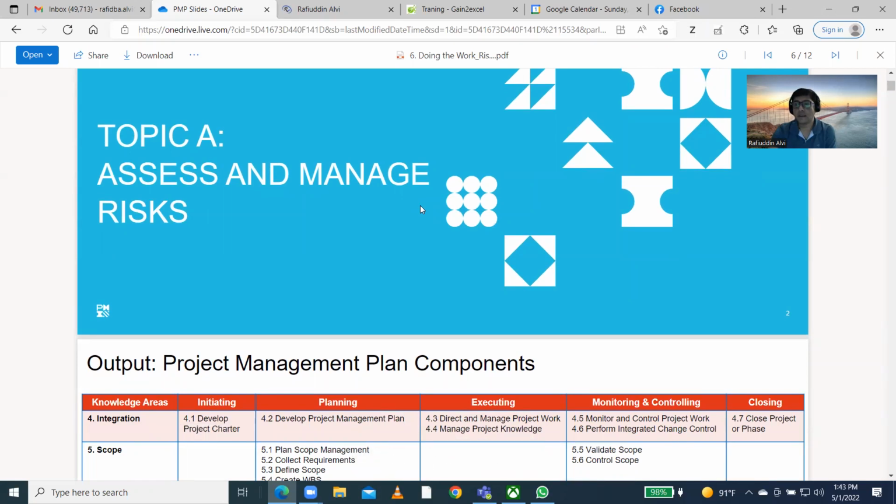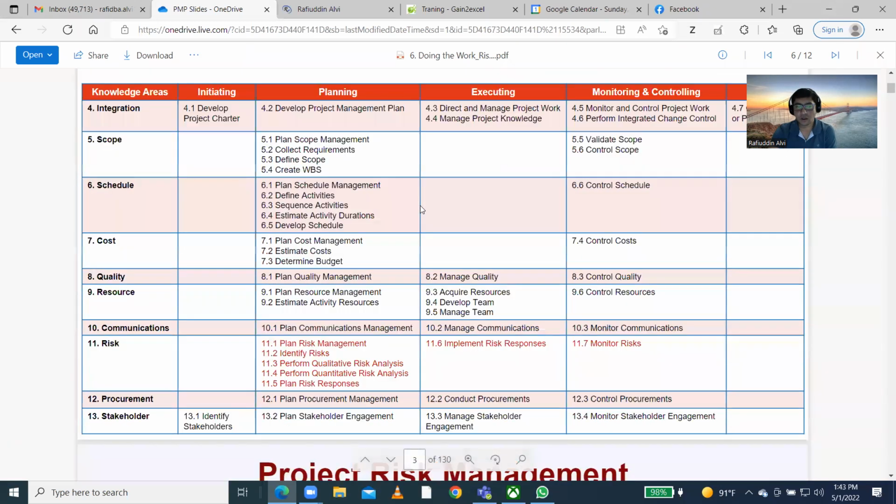Okay, so how you will assess, how you will address the risk, and how you will manage those risks will be covered in this section. So we have 10 knowledge areas. One of them is risk management. Inside risk management, under the planning process group, we have 5 processes, in execution we have one, and in monitoring we have one.